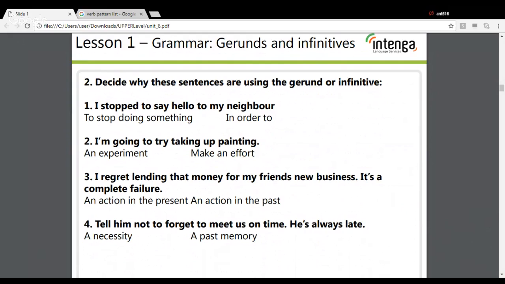So number 1, you can read this as well. I stopped to say hello to my neighbor. To stop doing something in order to. Are you sure? You don't sound very convinced. Can I help you? I think in order to. Number 1 is for in order to.